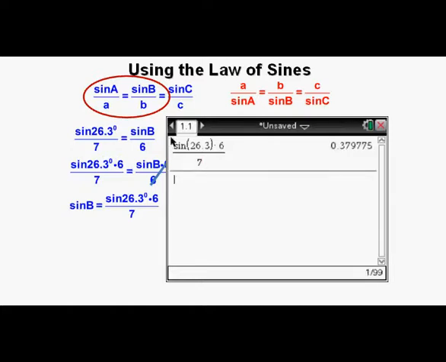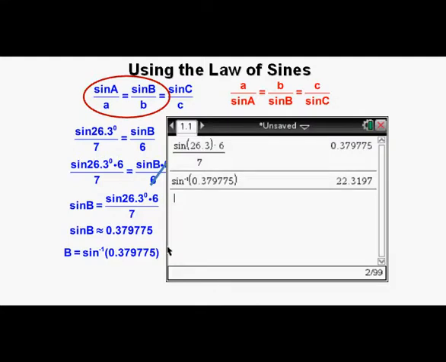Press enter. We get that the sine of angle B is 0.379775. So we write down that the sine of angle B is approximately 0.379775. To find angle B, we take the inverse sine of 0.379775. Here is the inverse sine of 0.379775 entered in our calculator. Press enter, we get angle B equal to 22.3197 degrees. So we write in angle B equals approximately 22.3197 degrees.